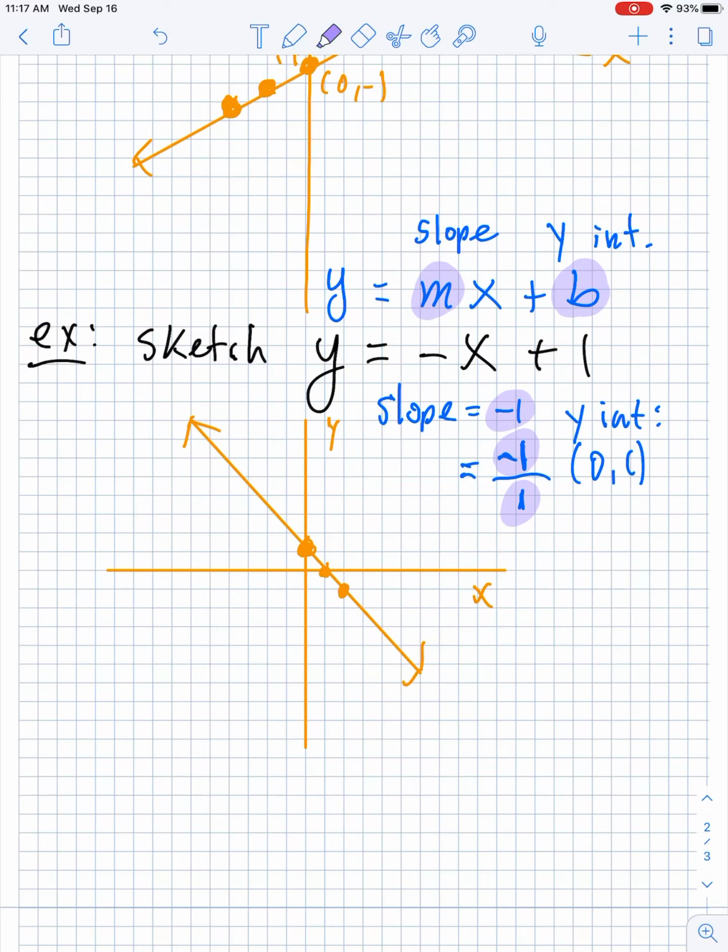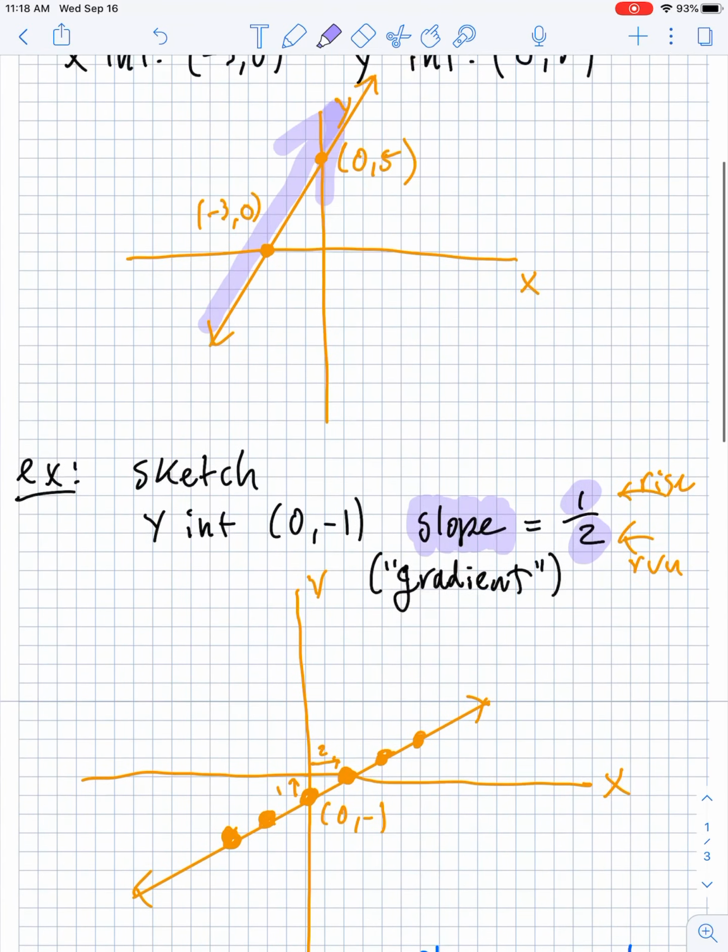Ooh, our first line with a negative slope. This goes downhill as you read it from left to right. So that's a negative slope. Cool. So that was the methods we've done graphing.